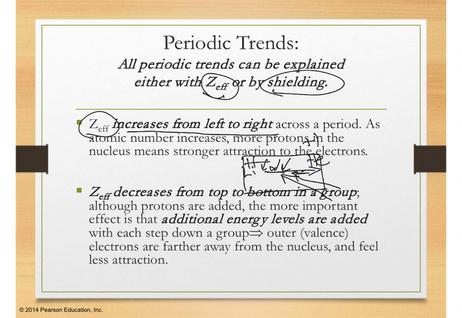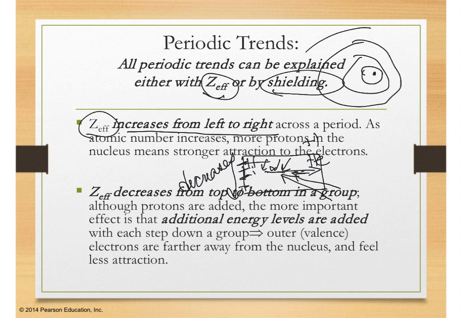Effective nuclear charge decreases going from top to bottom, and that's simply because with every step down the periodic table, you're adding an energy level. And so the electrons are getting farther and farther away from the nucleus. And as they get farther away, they obviously feel less attraction to the nucleus. So that is why Zeff, or effective nuclear charge, decreases going down a group.